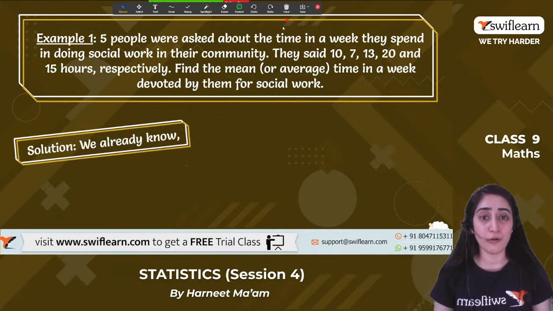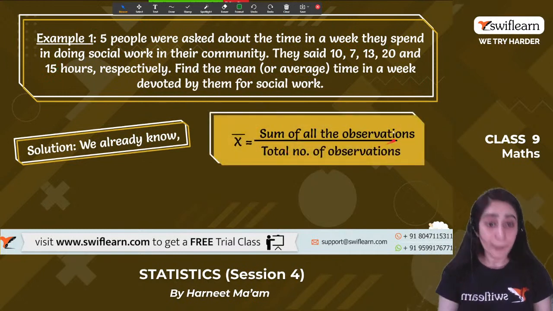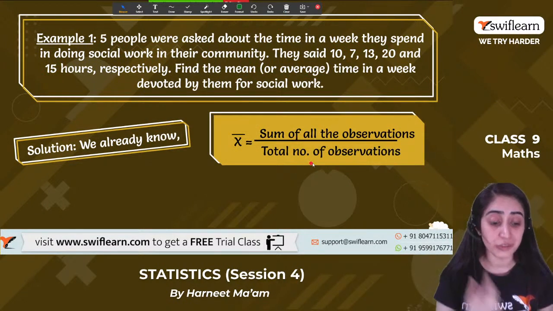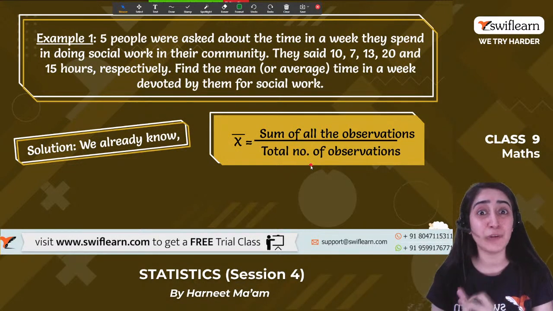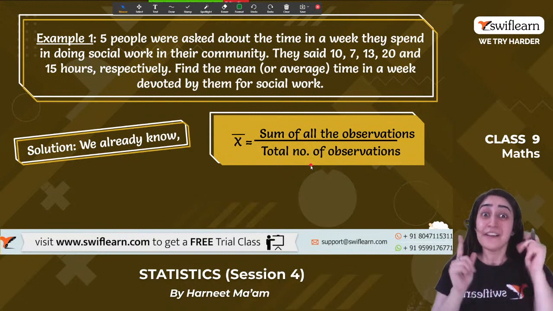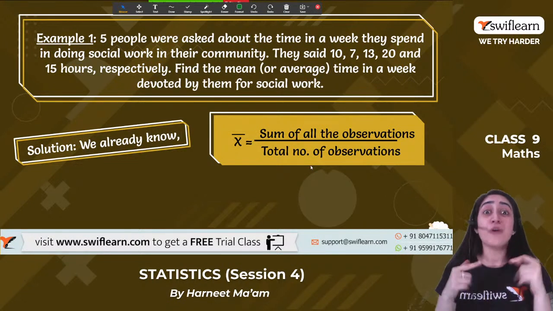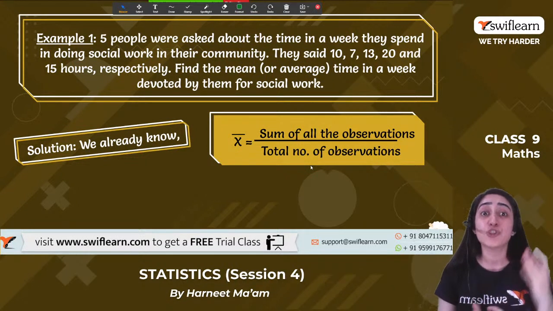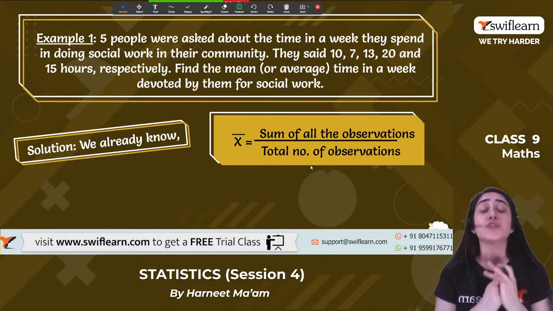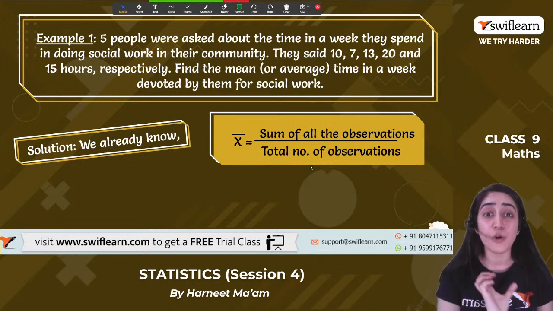We have already known that this is the sum of observations upon total observations. Why am I showing you like this? Because this is the way you will write in the school exam. Remember, I also teach starting with the subjective type. Right, I told you there. So here, the platform Swiflearn shows that whatever we are saying is true. So this is how you will write.